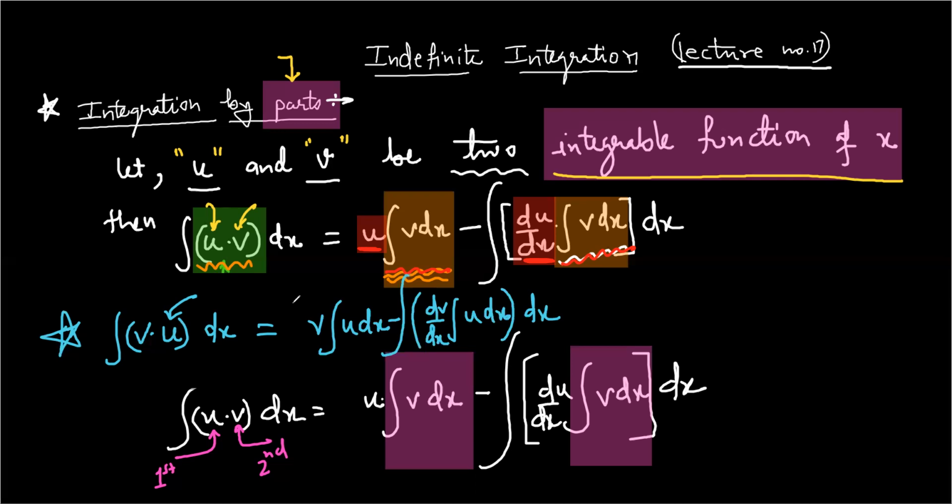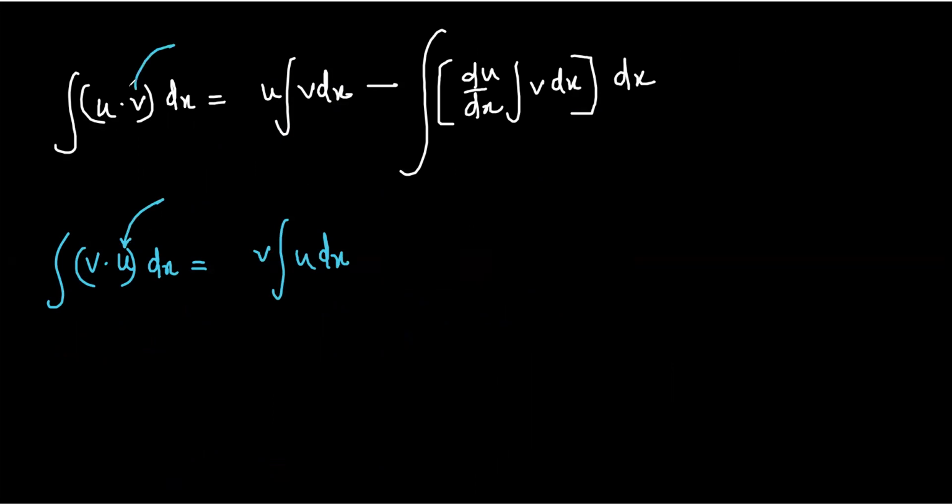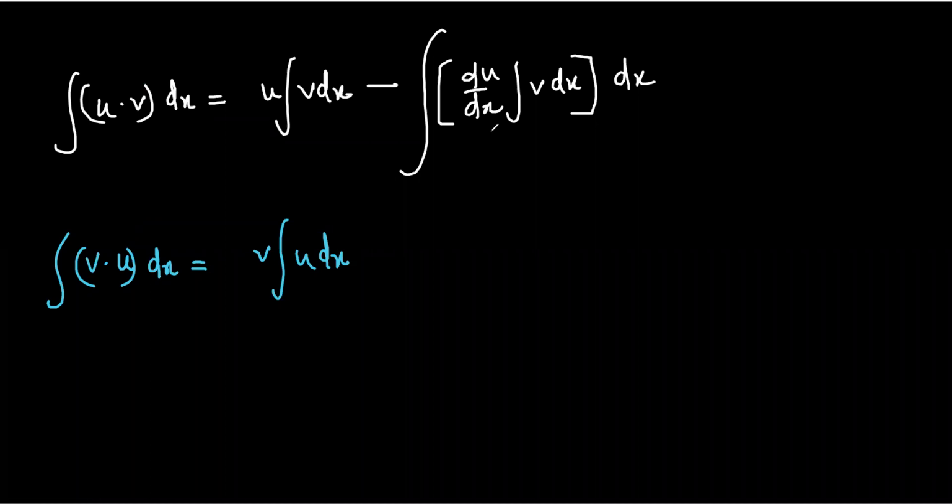Okay, let's do this once more. So here we have uv dx, and now I write integration of v into u dx. What will it be? See, it will be v integral u dx. This time only u will be integrated, as earlier only v was integrated. Always the second factor is integrated, not the first one. So here we will have integration of v into u dx as v integral u dx minus big integral, and then d by dx of v integral u dx, the bracket closed, and dx.